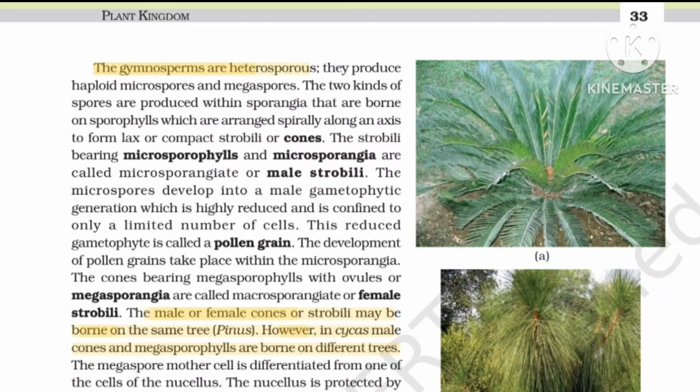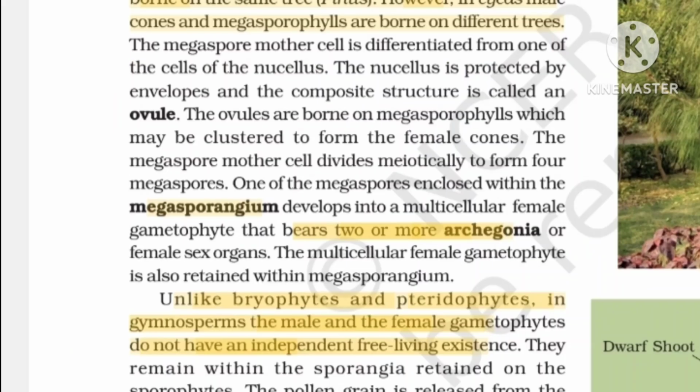The cones bearing megasporophylls with ovules or megasporangia are called macrosporangiate or female strobili. The male or female cones or strobili may be borne on the same tree like in Pinus and on different trees like in Cycas. The megaspore mother cell is differentiated to form the nucellus, and the nucellus is protected by the envelope, the composite structure called ovule. The ovules are borne on the megasporophylls, which may be clustered to form the female cones.